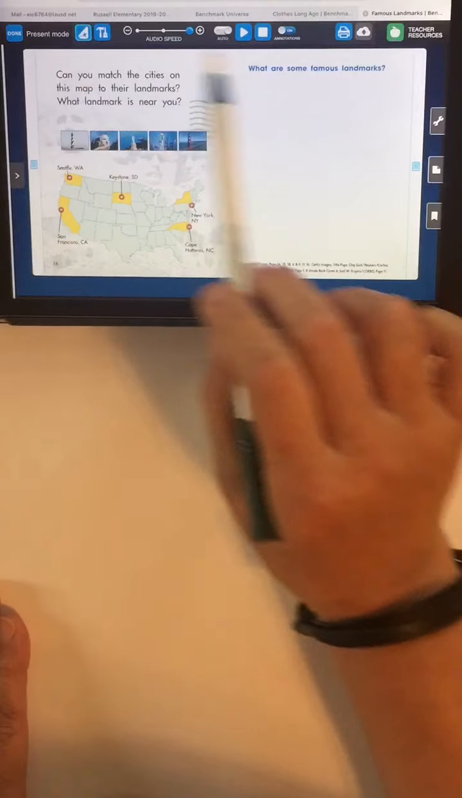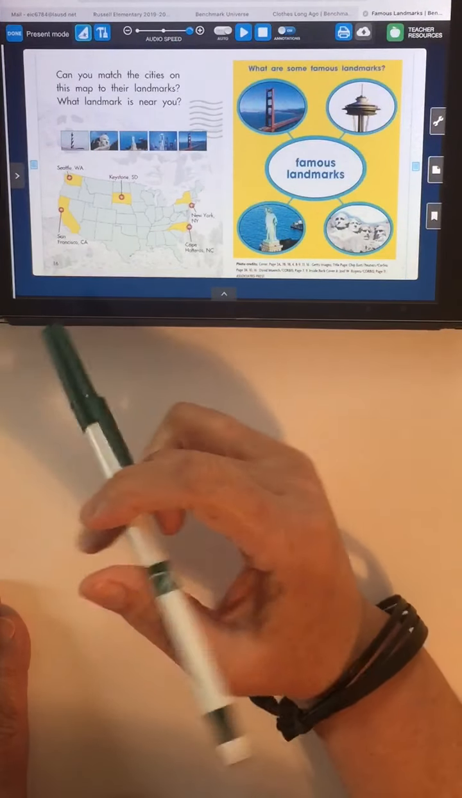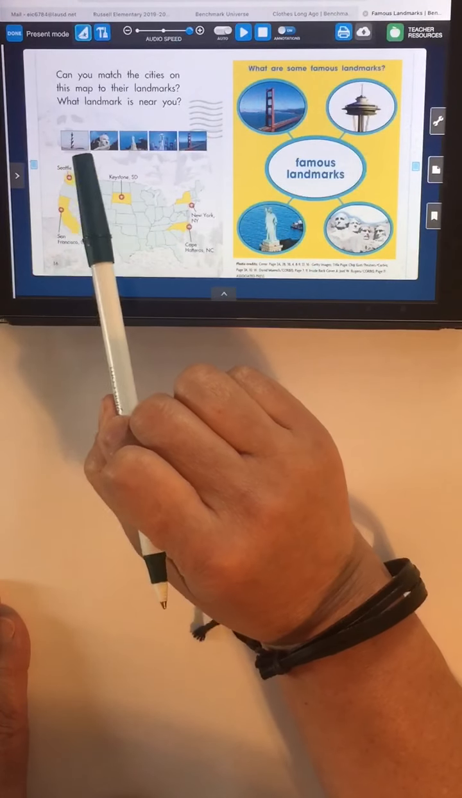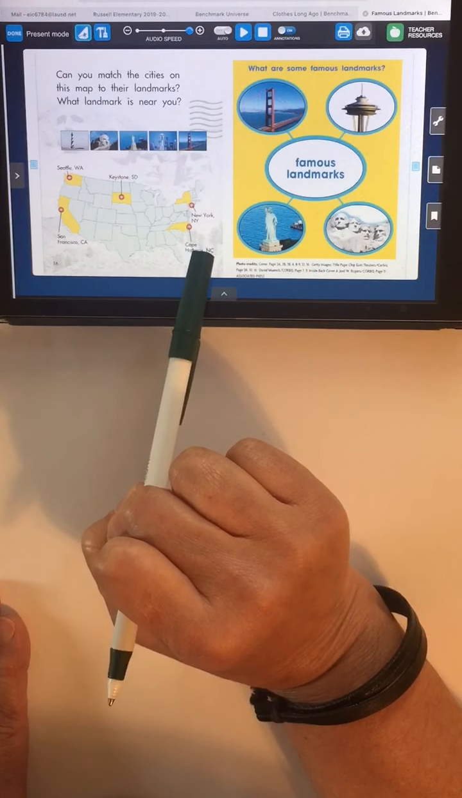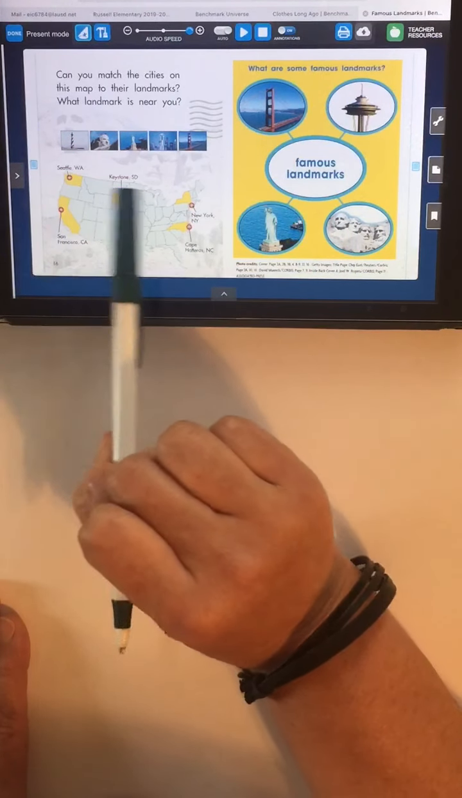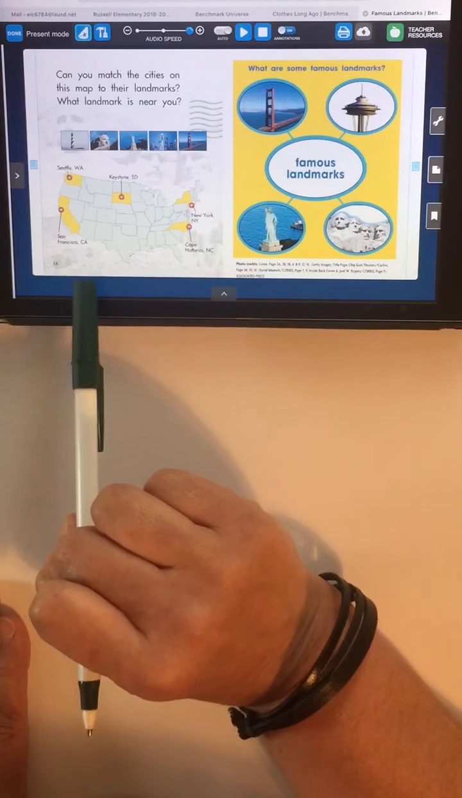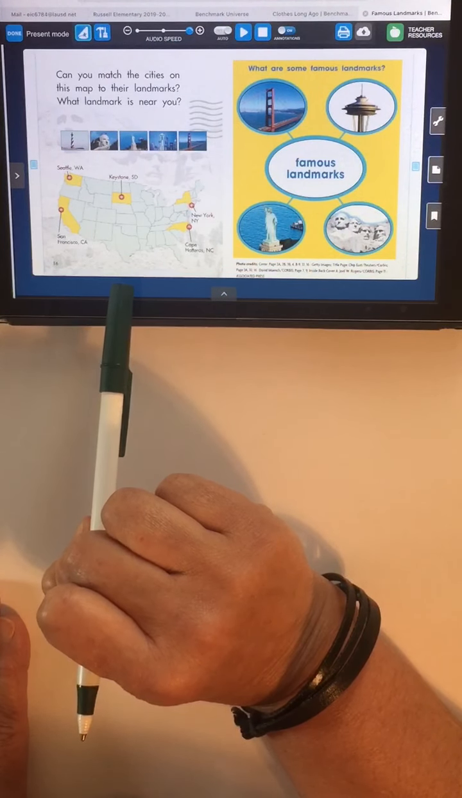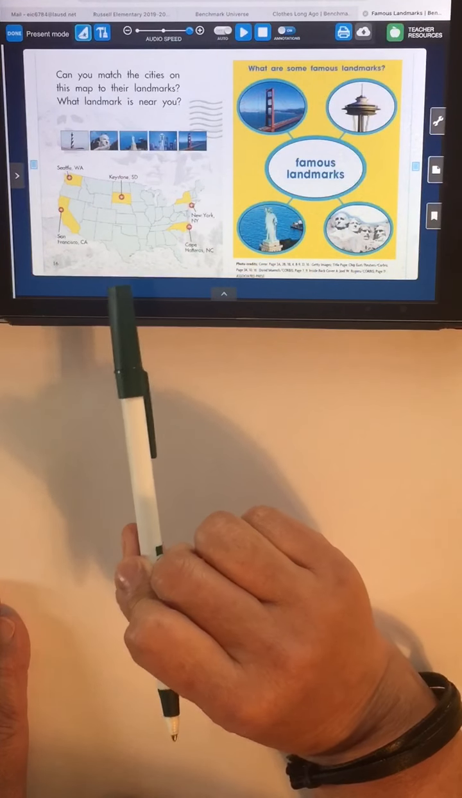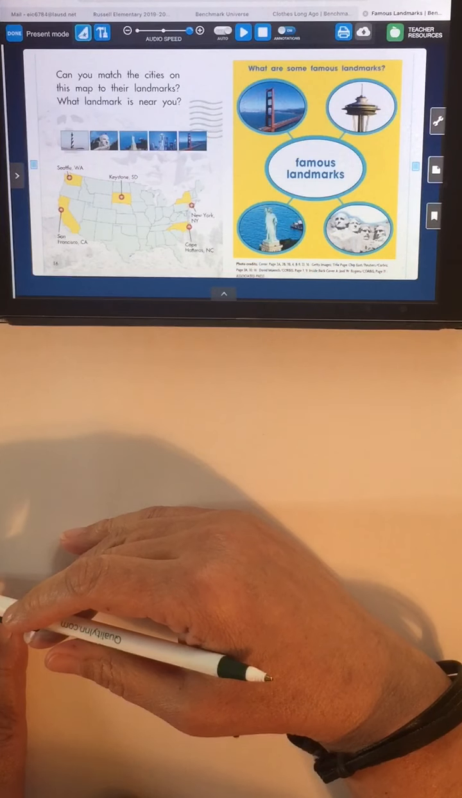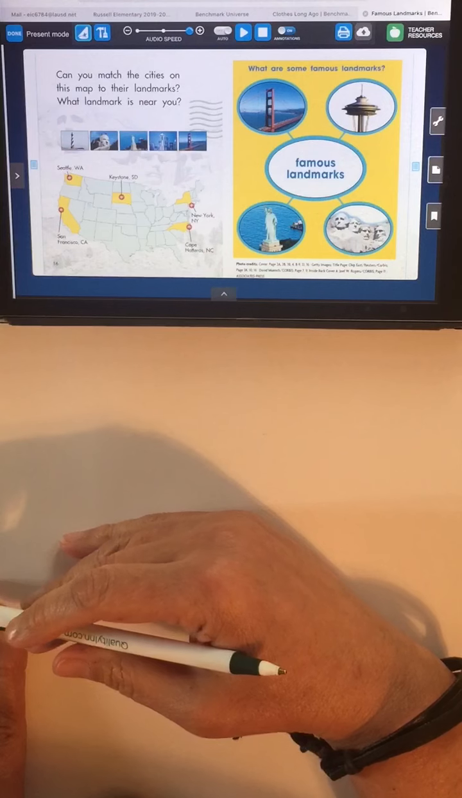Here on the last page, it gives us a map. And it says, if we can find the landmarks on the map. And I see that this map is not of the whole world. It is only of the United States. So this whole book not only talked about famous landmarks, but talked about landmarks in the United States.